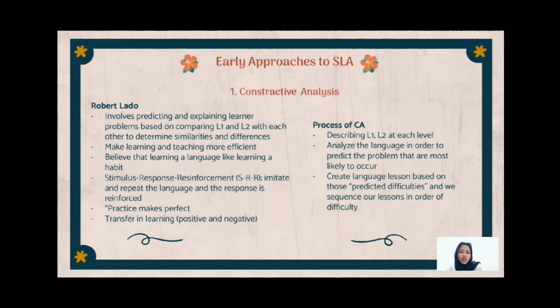Another assumption of this theory is that there will be transfer in learning, called positive when the same structure is appropriate in both languages, and negative when the first language structure is used inappropriately in the second language. The process of CA involves describing the first language and second language at each level, analyzing the languages in order to predict the problems that are most likely to occur, creating language lessons based on those predicted difficulties, and sequencing our lessons in order of difficulty.